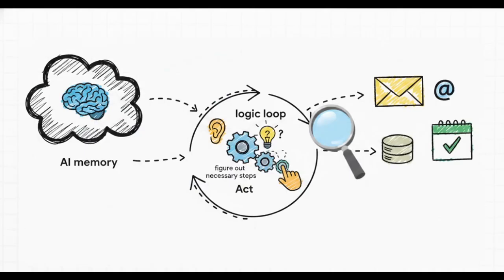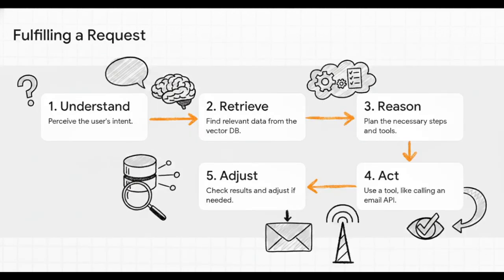Okay, so our AI has a memory. That's great, but memory alone isn't enough, right? It needs to be able to do things. That's where agent orchestration comes in. This is the logic loop, the thought process that lets an AI understand a request, figure out the steps it needs to take, and then actually use tools, like sending an email or checking a calendar, to get the job done. Let's walk through it.